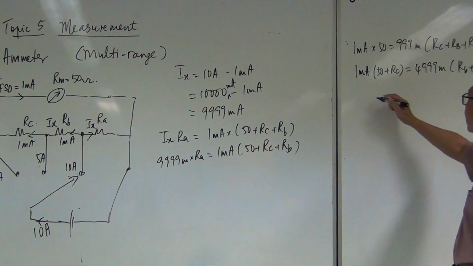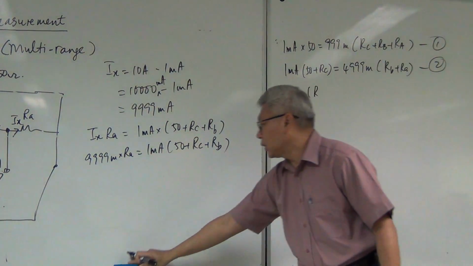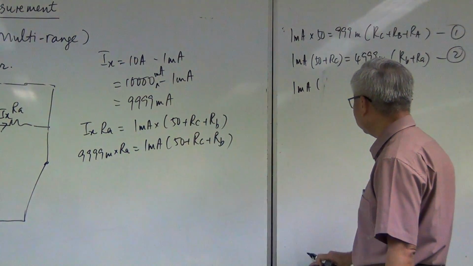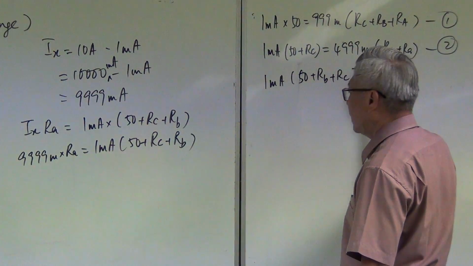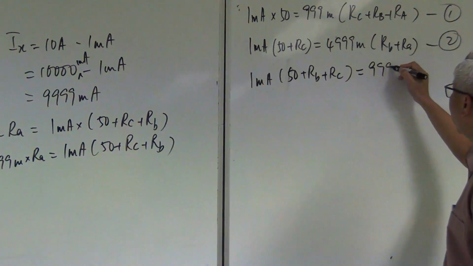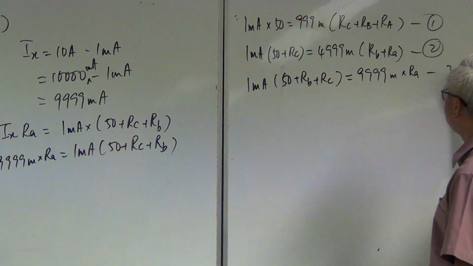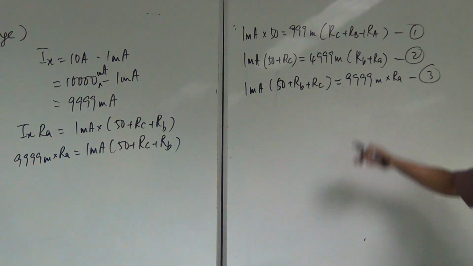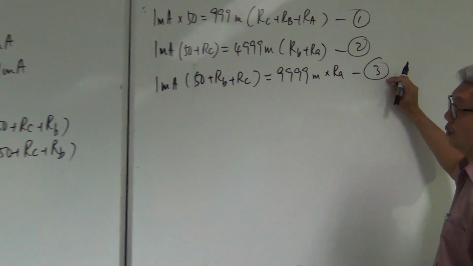Alright, so that is my third equation. So let me transfer it to here. So it's 1 milliamp multiply 50 plus RB plus RC equals 9,999 milliamp multiply RA. That's equation 3. Now you have three simultaneous equations, equation 1, equation 2, equation 3.